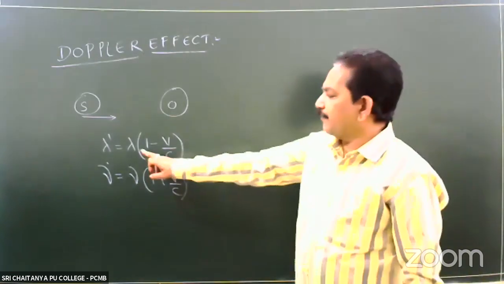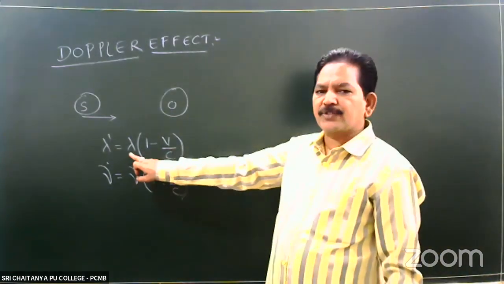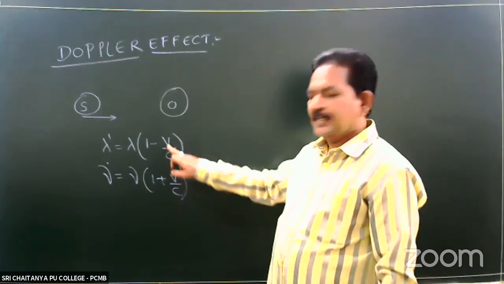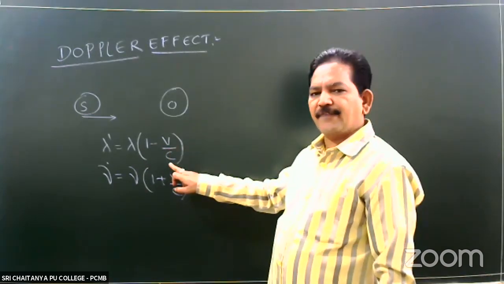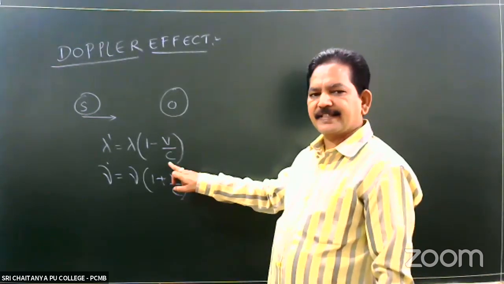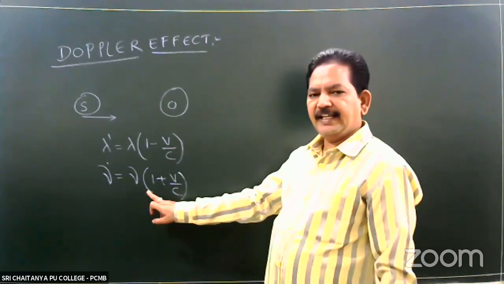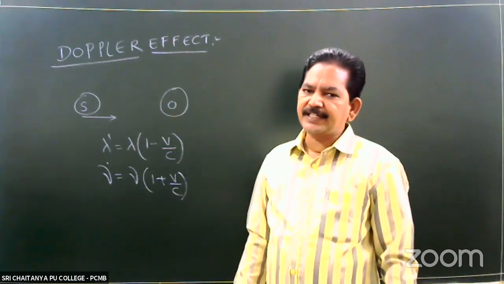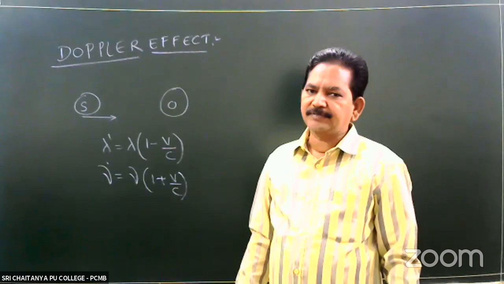Lambda is the wavelength of the light emitted by the source. V is the velocity of the source. C is the velocity of light. Wavelength decreases and frequency increases because wavelength and frequency are inversely proportional.